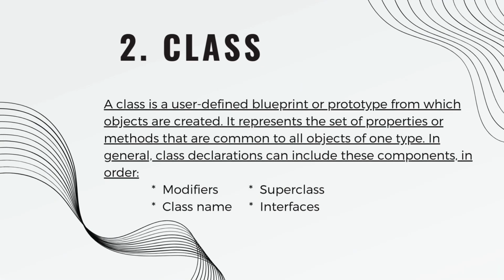Class. A class is a user-defined blueprint from which objects are created. It represents the set of properties which are common to all objects. Modifiers, class name, superclass, and interface are the components which can be used for class declaration.